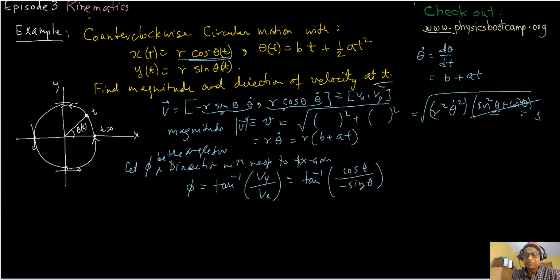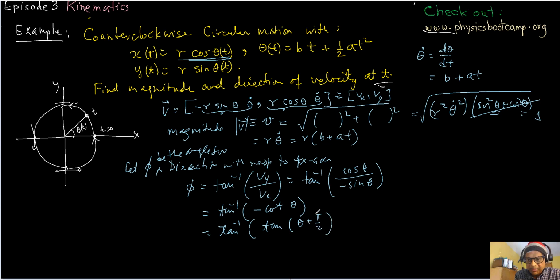Well, if this was a tangent, I would immediately cancel with arctangent, right? But this is the inverse function of tangent. So somehow if you can write down tangent, that will be great. So this will be arctangent of minus cotangent theta, and you can see, maybe you have already done it, it will be tangent of theta plus pi over 2. So phi is actually theta plus pi over 2.